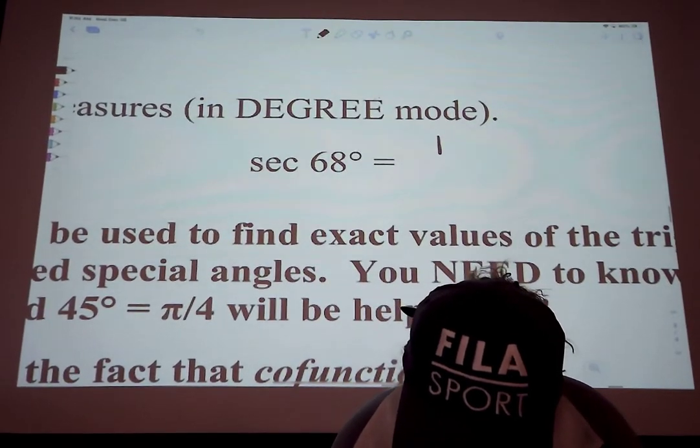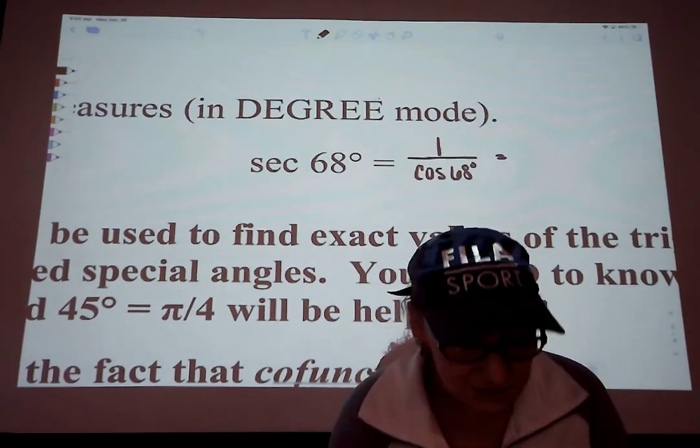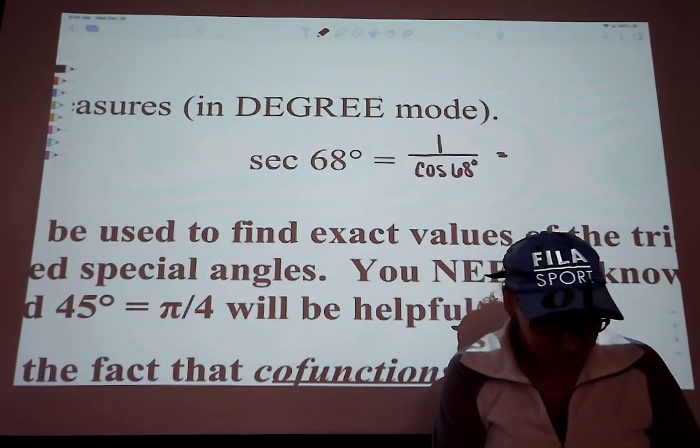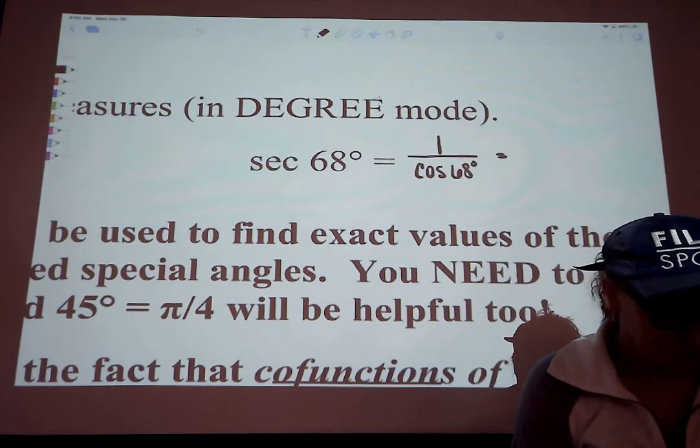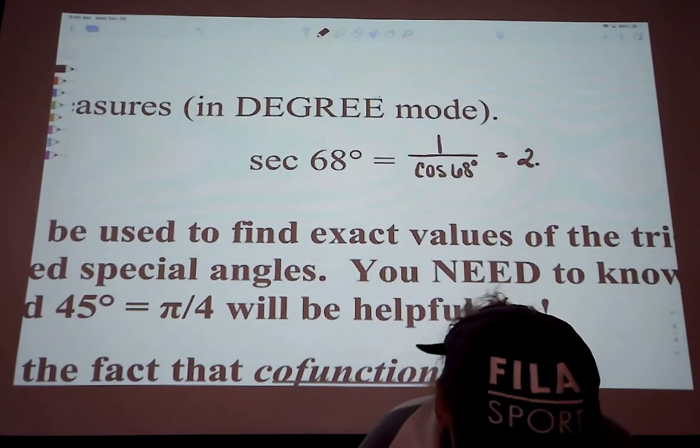I'm going to do 1 divided by cosine of 68 degrees. Type that in your calculator. And I got 2.6695.